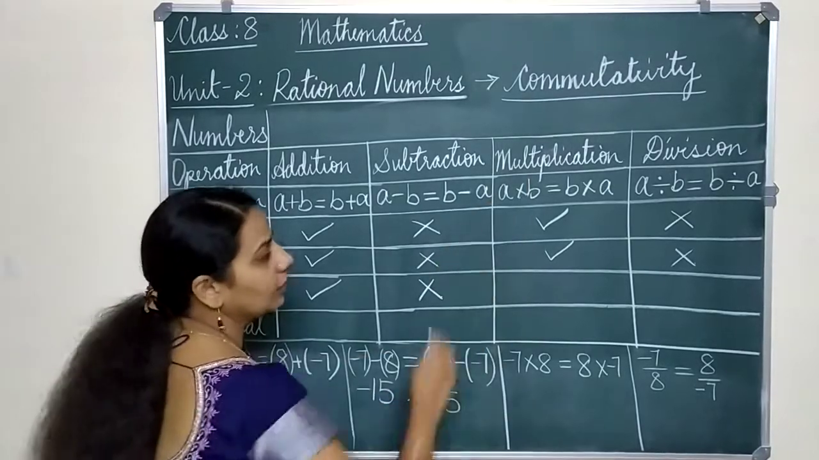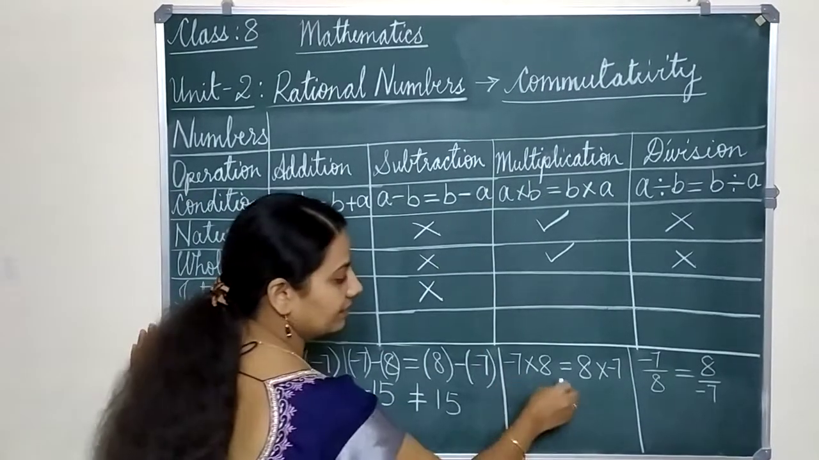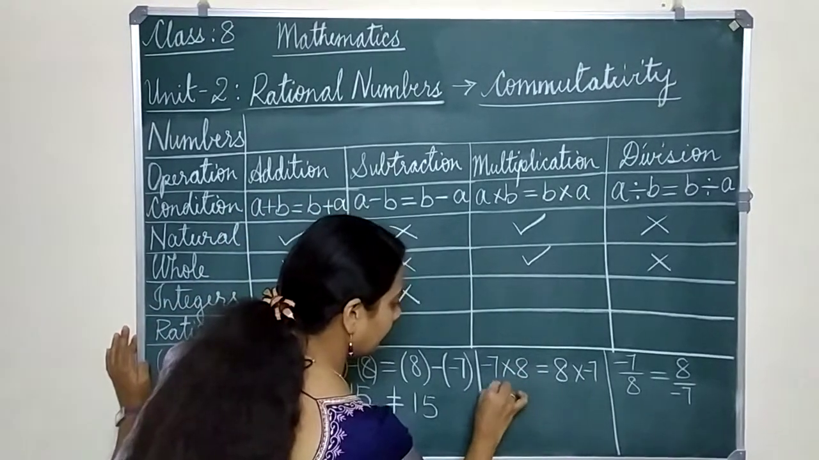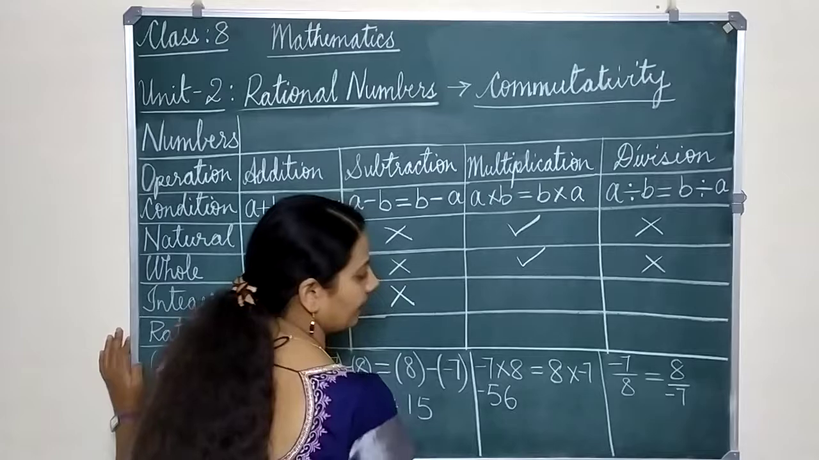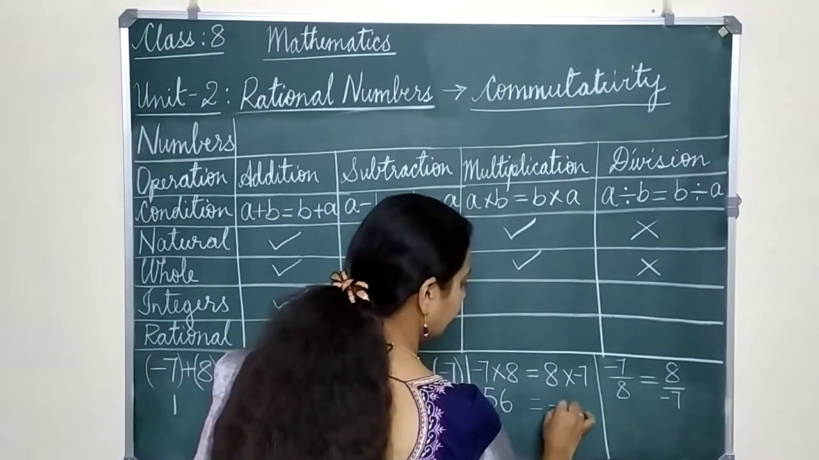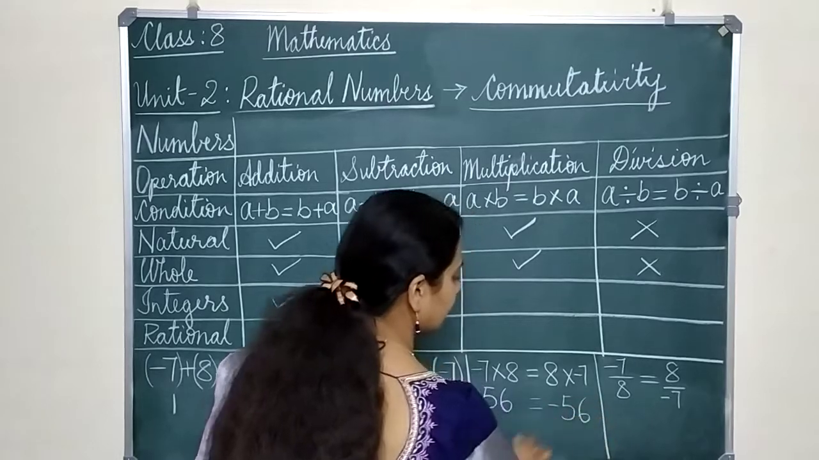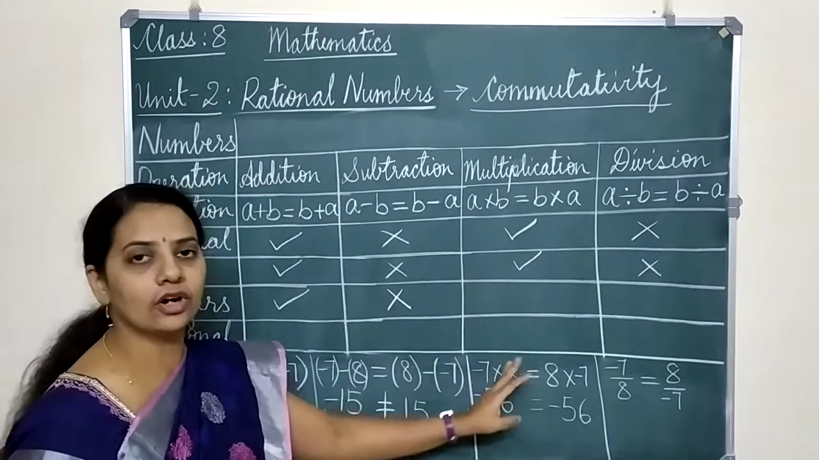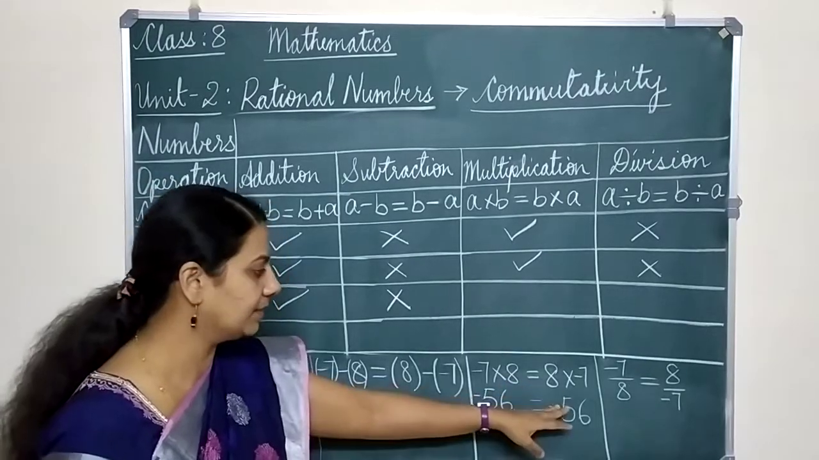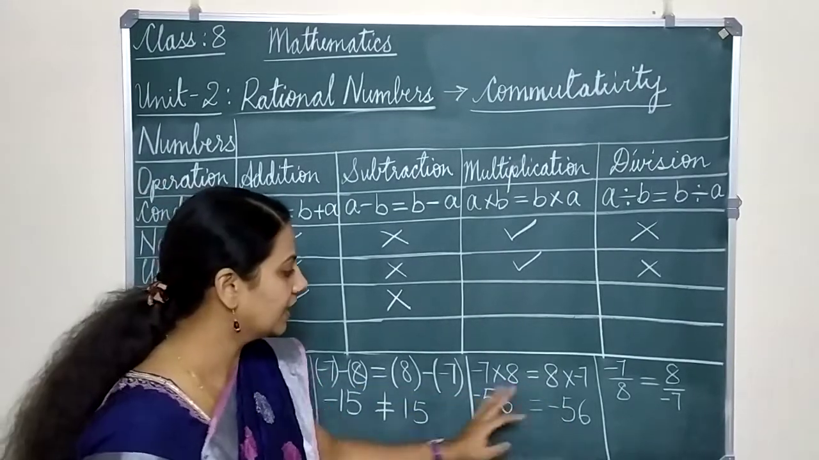Now coming to multiplication. The same numbers are taken. Minus 7 into 8 is minus 56. And then 8 into minus 7 is again minus 56. Now when you change the order of the numbers in the multiplication, the answer did not change. It is the same.